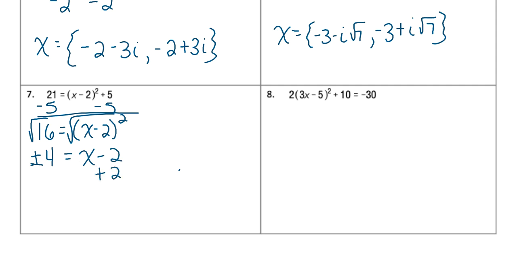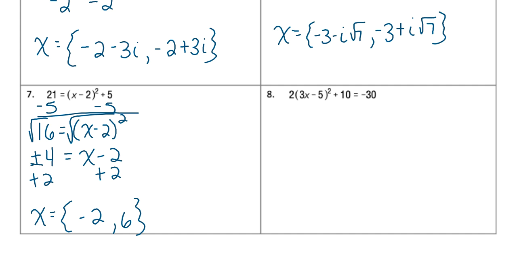So I need to add 2 to both sides. So remember, when we have real solutions here, we're going to add 4 plus 2 and get 6. And we're going to add negative 4 plus 2 and get negative 2. So 2 real solutions there. Those are exact by themselves, so we don't need to do anything else with them.